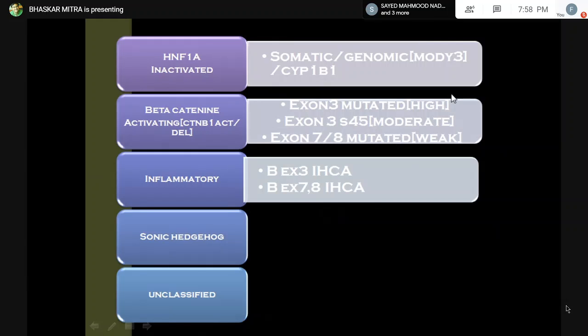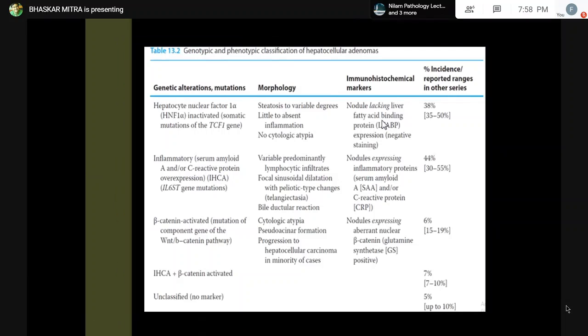Now, these mutations lead to different levels of activation of beta-catenin. The exon 7-8 mutation shows weak activation, S45 shows moderate, and exon 3 shows a high level of activation of beta-catenin. Now, in the inflammatory group, there may be exon 3 or exon 7-8 involvement. There is one pathway, the sonic hedgehog pathway, and another, the unclassified pathway. Among these, the most important is the exon 3 mutated one. Now, coming to the details of this, first is the hepatocyte nuclear factor 1 alpha, which I am talking about.